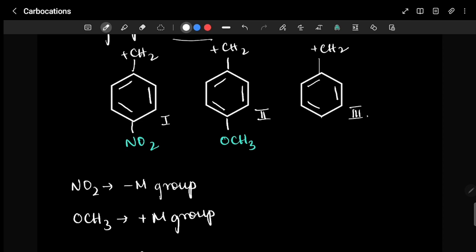So NO2 is a minus M group, it will withdraw electrons, so the stability will be the least. Okay, and then 3 and then 2. Why is 2 the greatest? Because OCH3 is a plus M group, it will donate electrons, so the stability of this benzyl carbocation will increase.